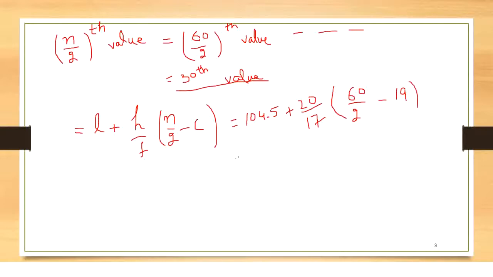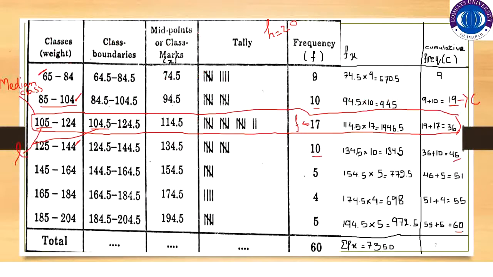And now by calculating this, we will get 117.44, which is the median for the given data. Okay.